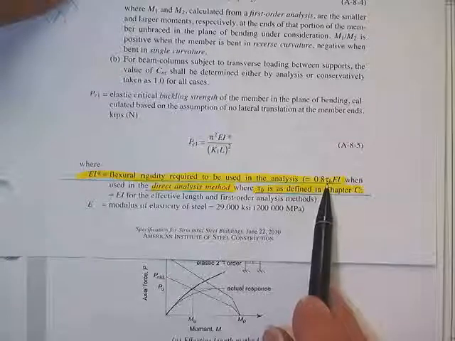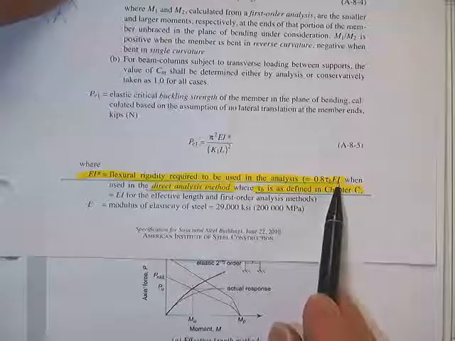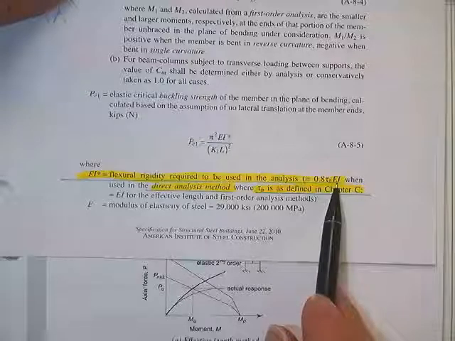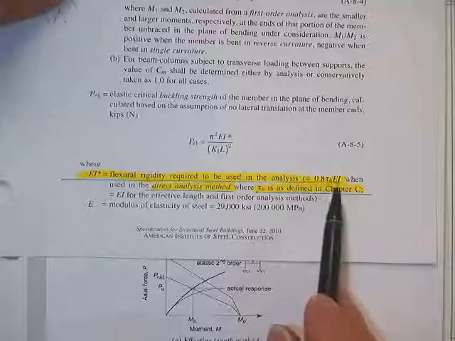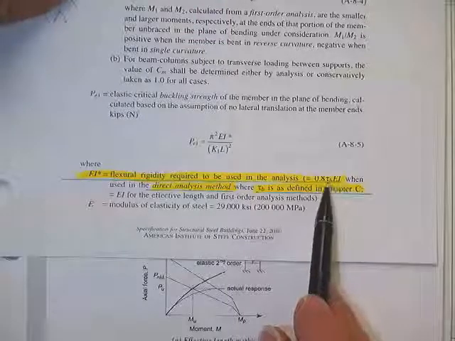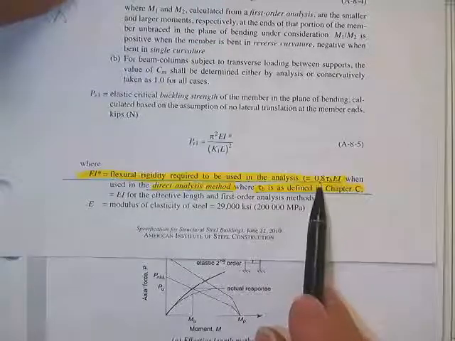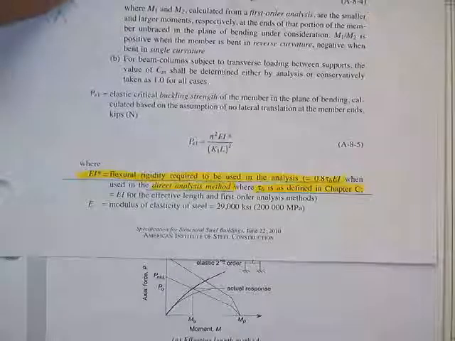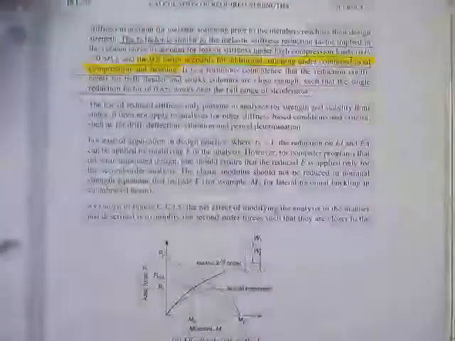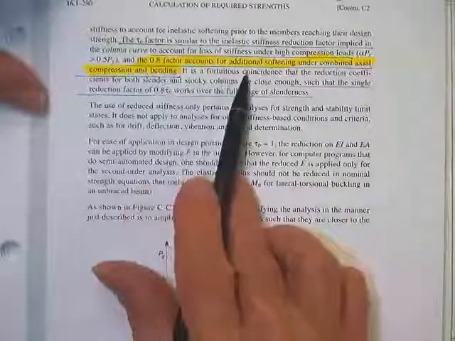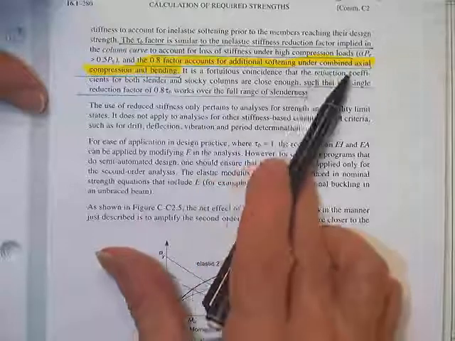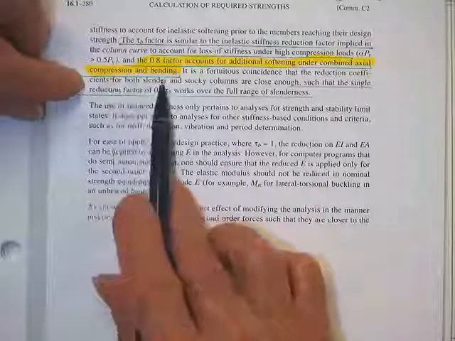Doesn't, does it? You're used to multiplying the tau times the EI to soften up the columns so they're not as fierce in trying to roll the joint as they could have been. But the 0.8 you never saw before. And so you say, 0.8? He says, yes. 0.8 factor accounts for the additional softening under combined axial and bending.